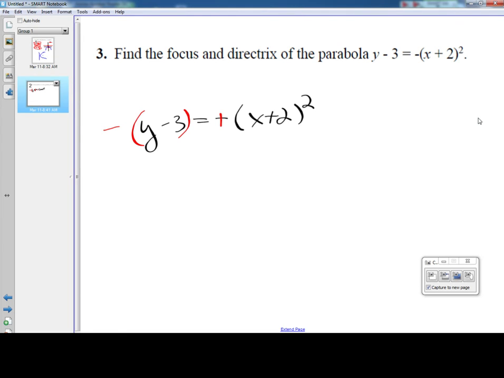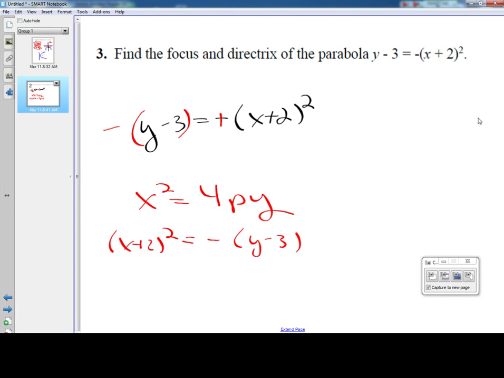Well, why would you want x to be positive and y negative? Because now that it's positive, I know it takes on the form of x squared equals 4py. See how the x squared is always positive here? So now all I'm doing is some algebraic manipulation. Let me rewrite this equation in this form. It would read x plus 2 squared equals negative something times y minus 3. But where's p for? Fantastic question. That's what I need to answer in order to be able to find the focus and directrix of the parabola.